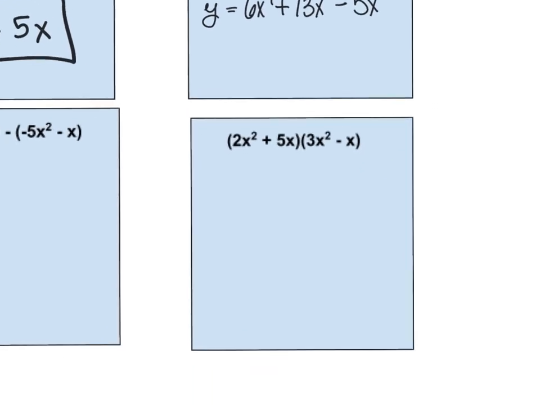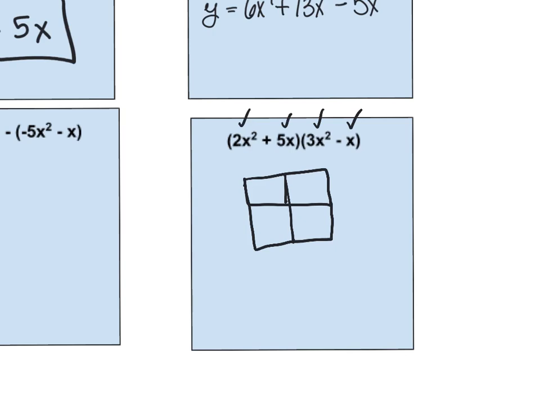So box method's pretty cool, and I think it's one thing that you might like a little bit better. What we're going to do is draw a box, and however many terms you have in your first set, you'll need that many boxes across, and however many terms you have in your second part, you'll need that many boxes down. I have 2 terms this way, so I'm going to have 2 boxes across, and I have 2 terms this way, so I'm going to make sure I have 2 boxes down. So it's a 2 by 2 expression, so I have a 2 by 2 box.